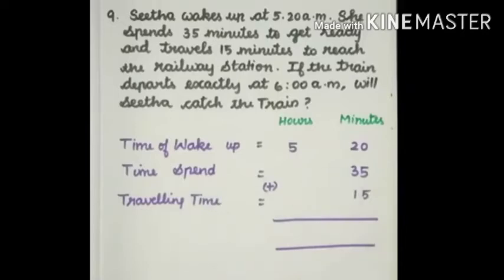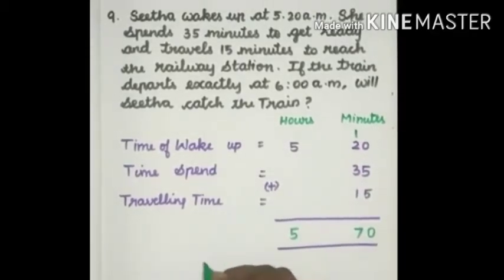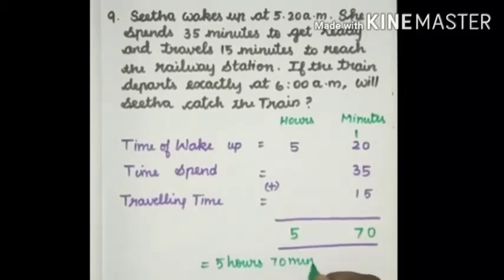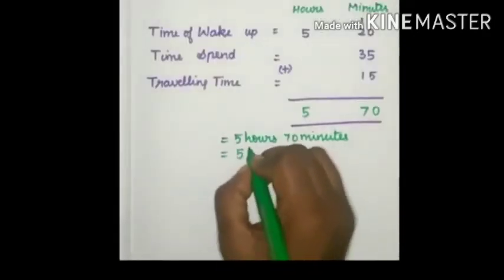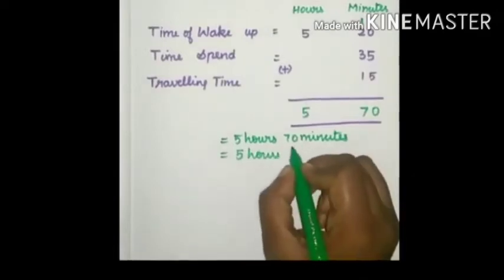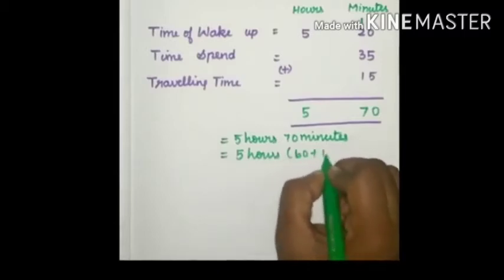To find the exact time, what we have to do? Yes, we have to add the durations. Let's see. 5 plus 5 is 10. 1 is carry over. 2 plus 1 plus 3 plus 1 is 7. And then 5. Therefore, 5 hours 70 minutes. 5 hours. How can we write that 70 minutes as? 60 plus 10 minutes.